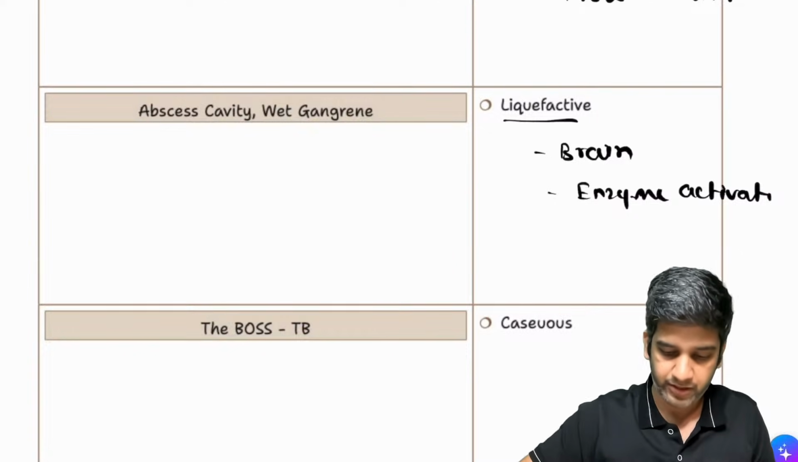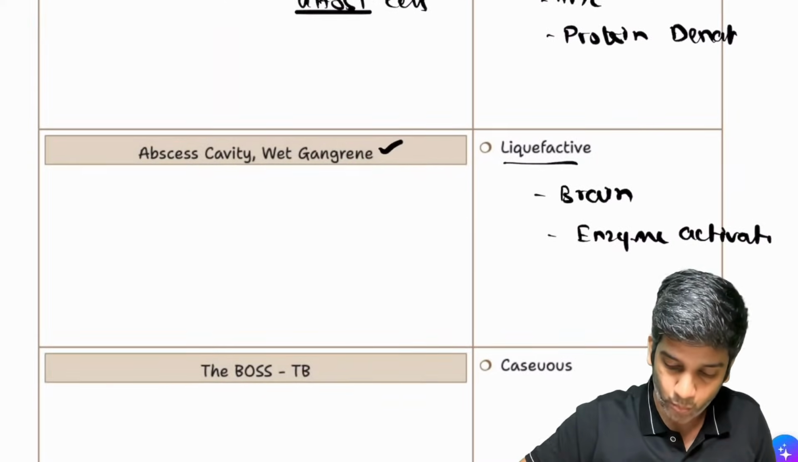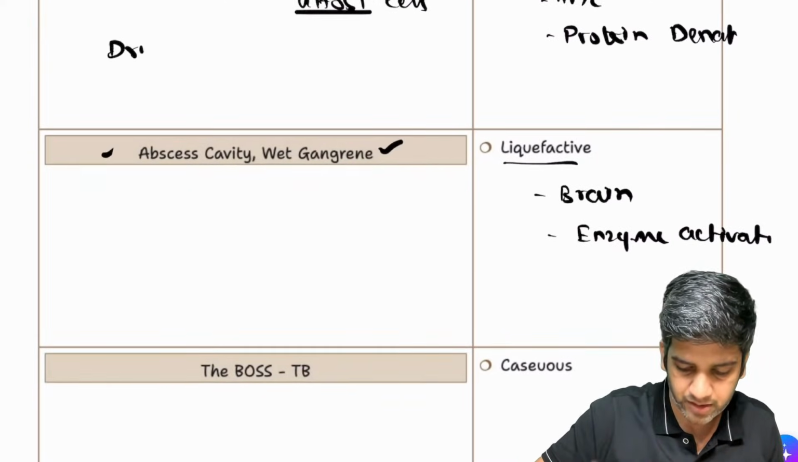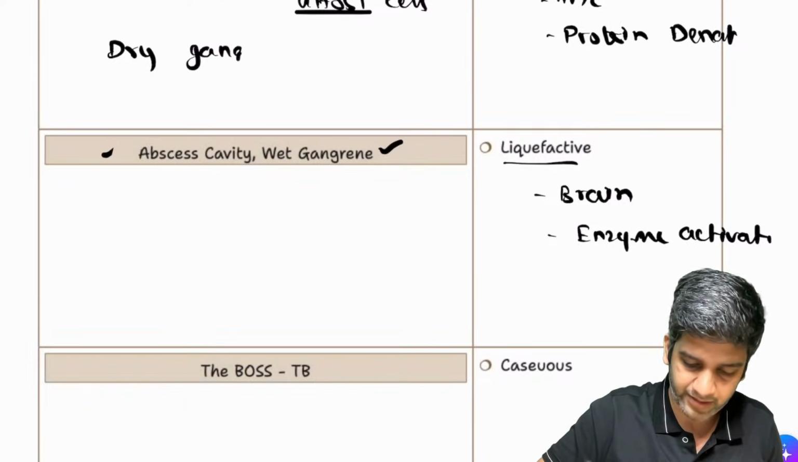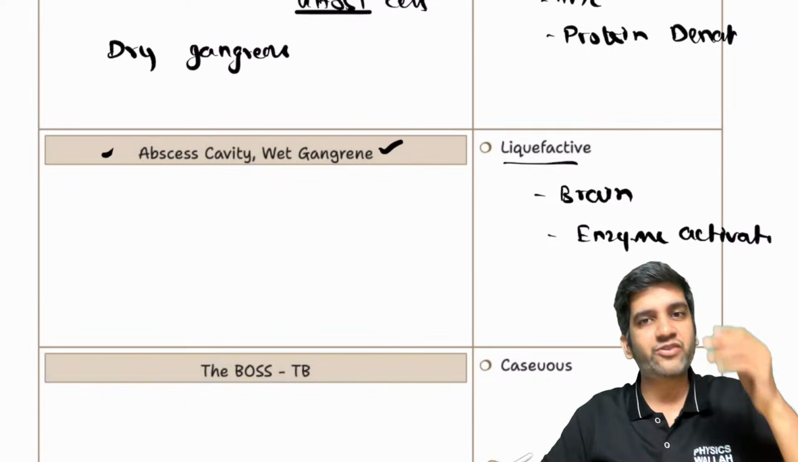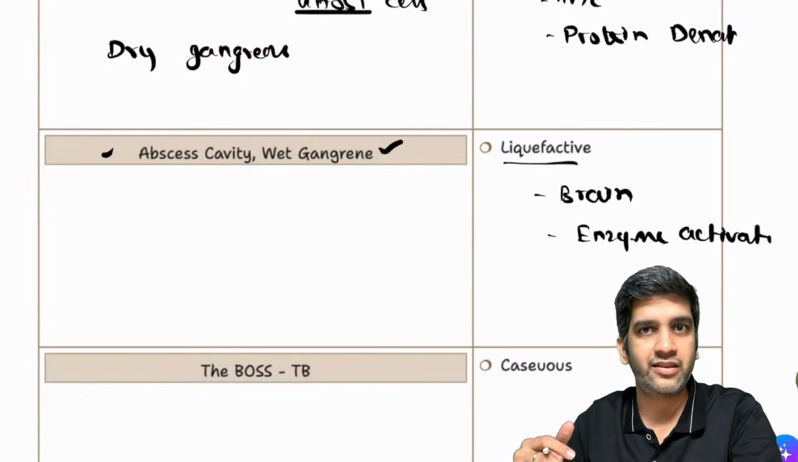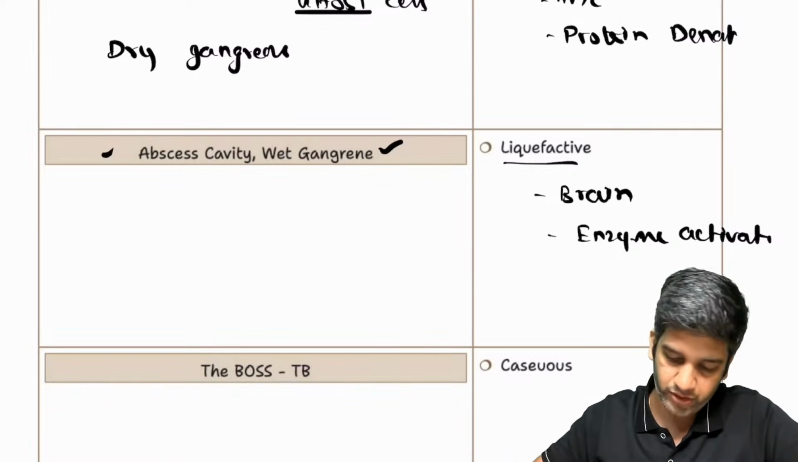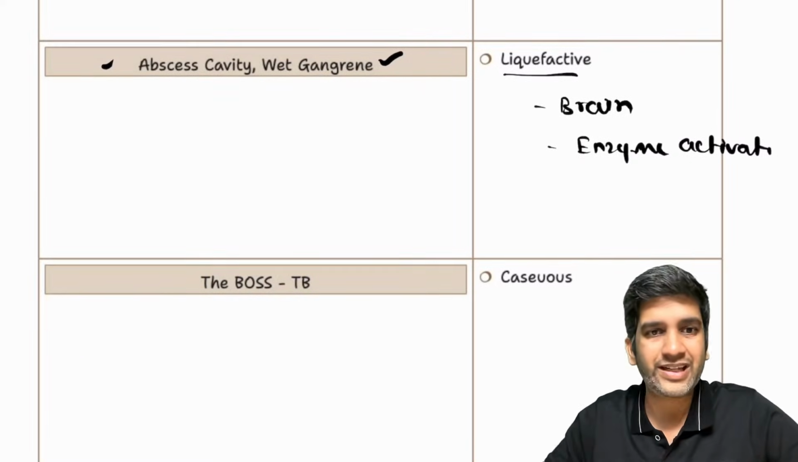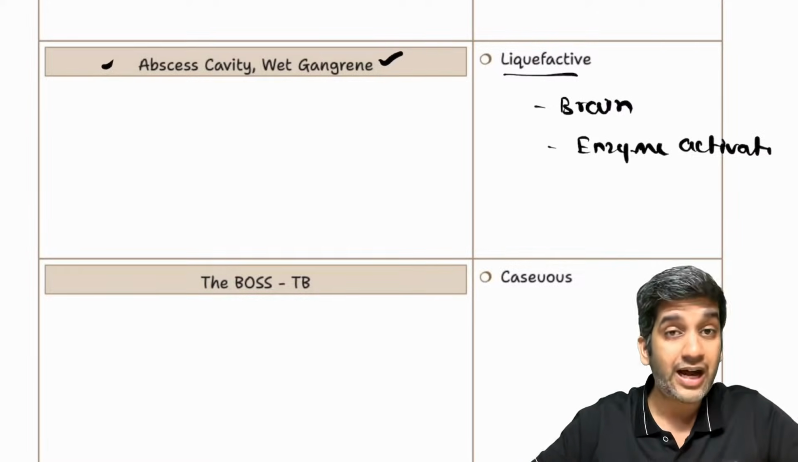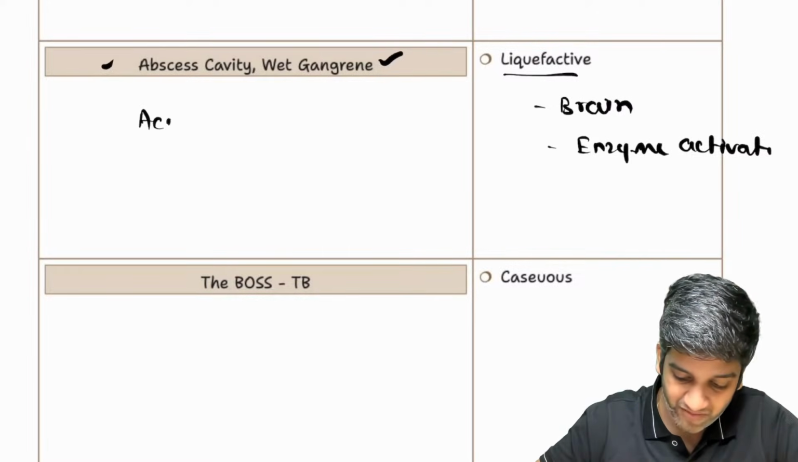Then the abscess cavity. So for liquefactive necrosis, wet gangrene, abscess cavity, if you want, write dry gangrene here, just to make you happy. Dry gangrene is nothing but infarct of a solid organ. It's already done there, but if you want, write dry gangrene also, right? Abscess cavity will be there, wet gangrene, any superinfection, acute pancreatitis, right? That also has to be very, very clear.